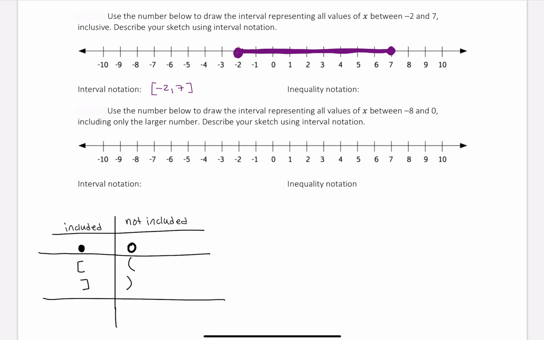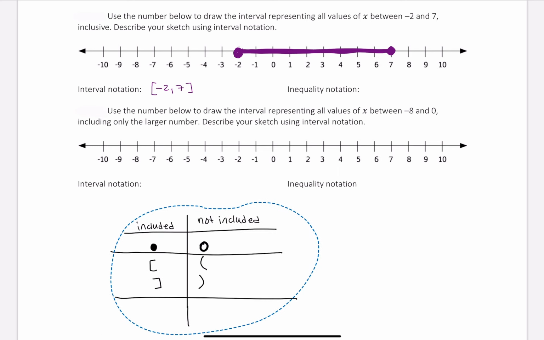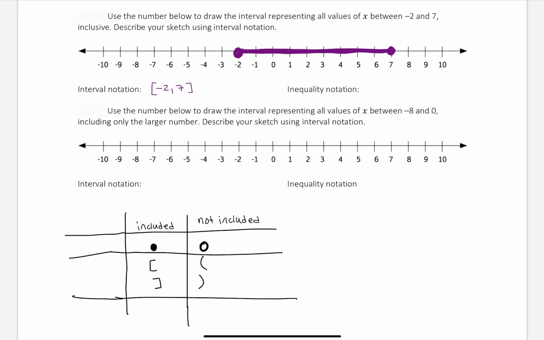So this is for a number line first. Number line. Interval notation. And then inequality notation.